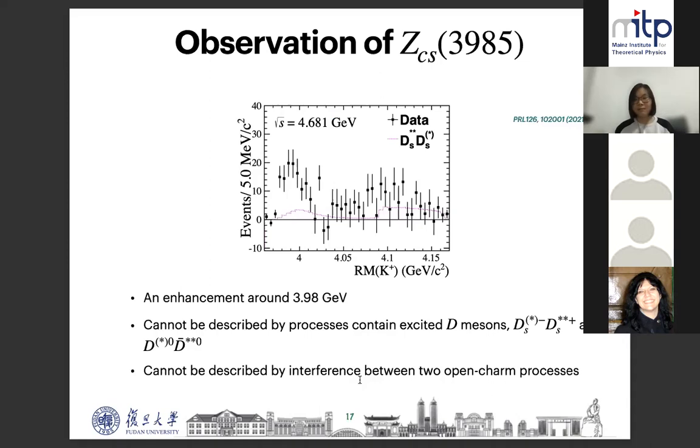After the previous selection, the recoil mass of the kaon has been investigated. Here, the combinatory background has been subtracted, and we can see an enhancement close to 3.98 GeV. Dedicated studies have been performed and confirmed that this structure cannot be described by processes containing excited D mesons, such as Ds or excited Ds star. The possible interference between two open charm processes has also been studied, and it is found that the interference between two open charm processes cannot reproduce the structures observed here.